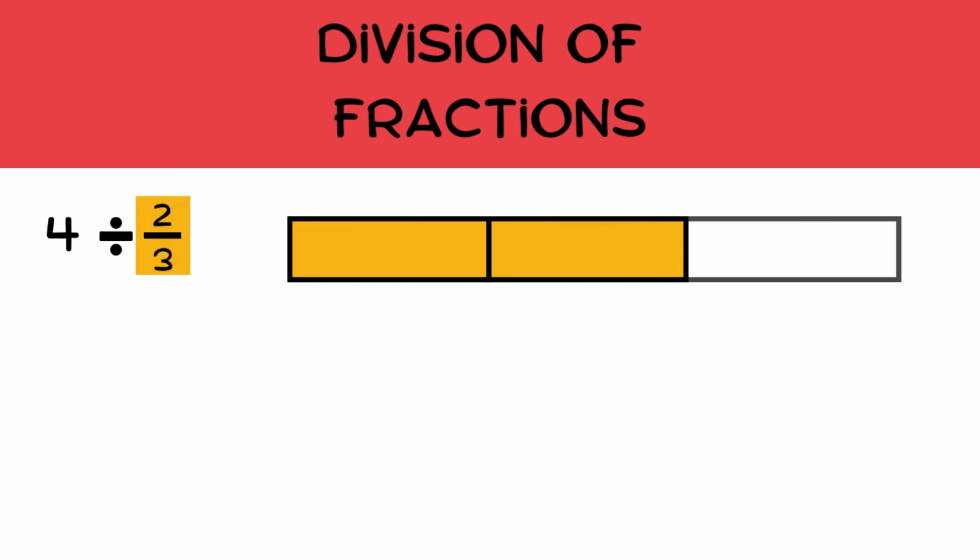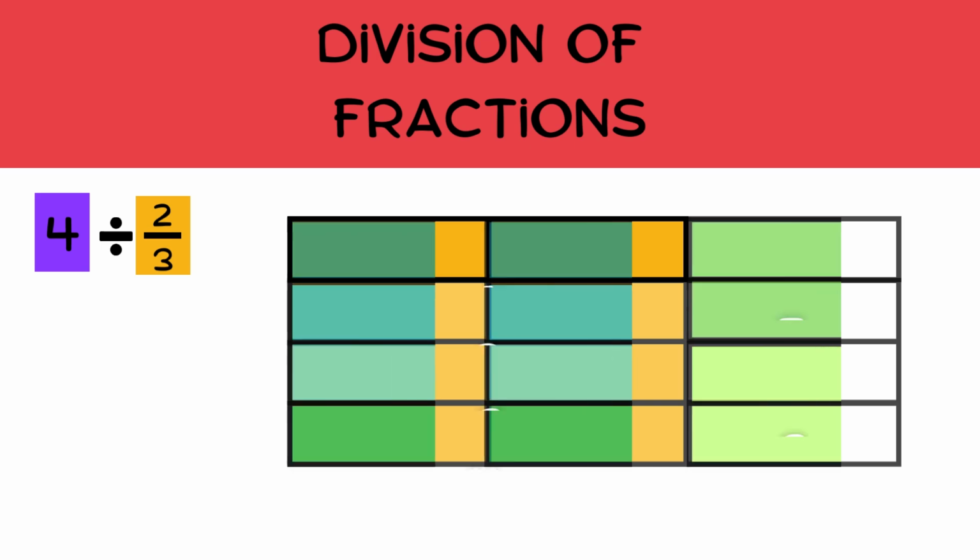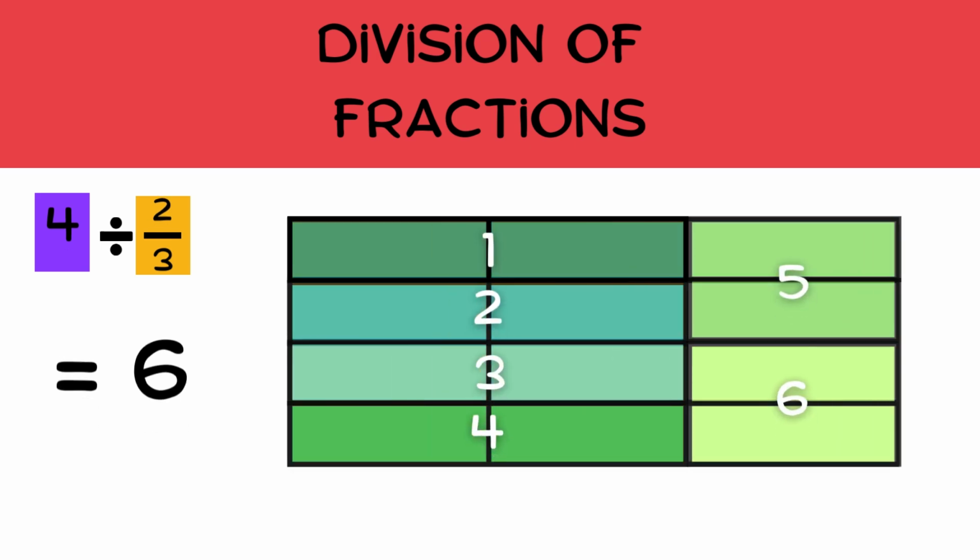Similarly, what if we wanted to find 4 divided by 2/3? Again, we would make a column of 2/3, and find how many of these there are in 4, by making 4 of these. What we can tell is that 6 of these 2-square shapes can fit into this column, making that our final answer.